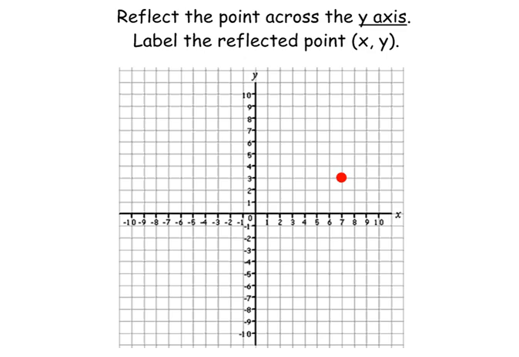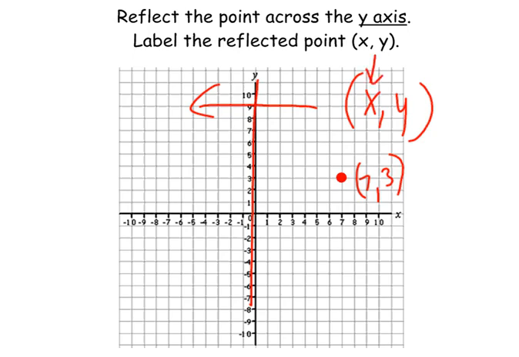Here we have the point 7, 3. And I want to reflect across the y-axis. Well, remember, if I want it to reflect across the y, change the x. So I'm going to change the x from 7, 3 to negative 7, 3. Negative 7, 3. So look what happens. It reflects across the y-axis.